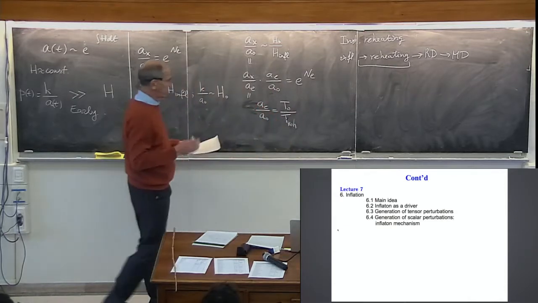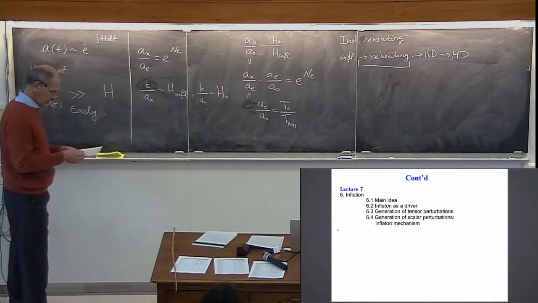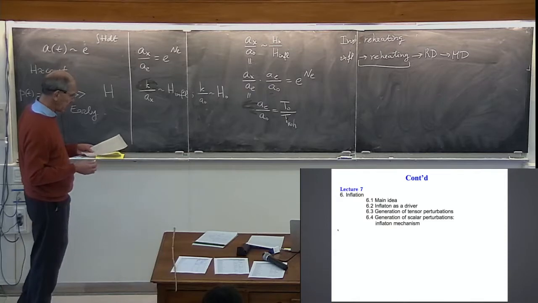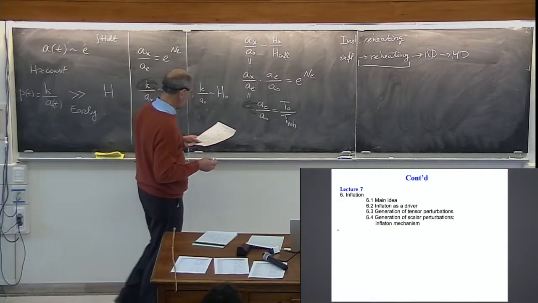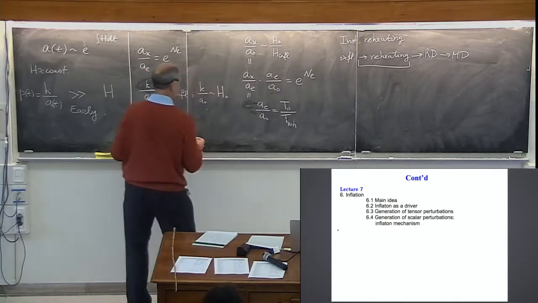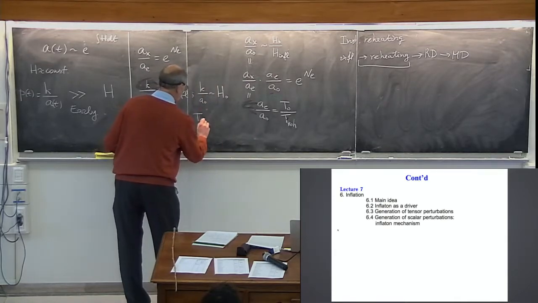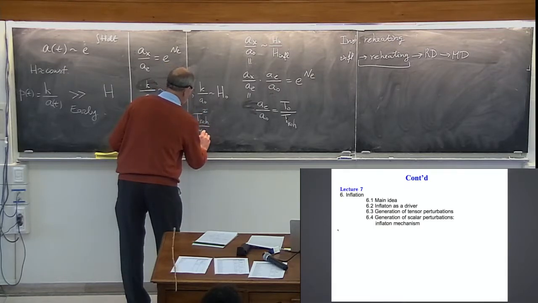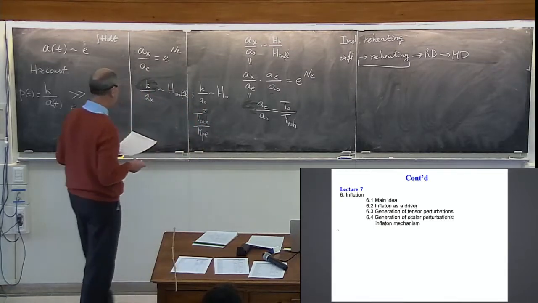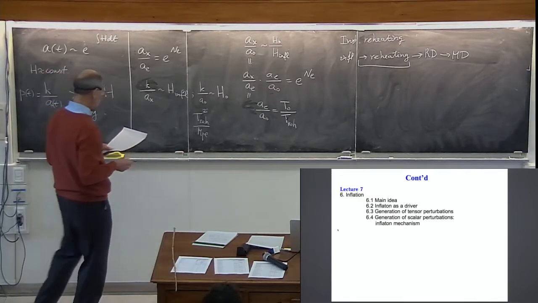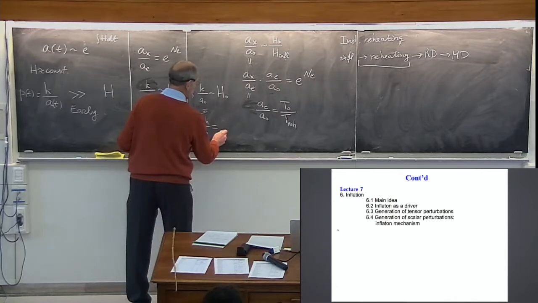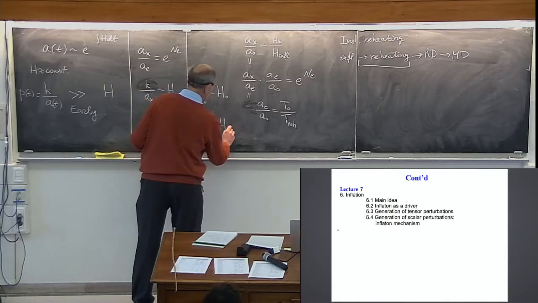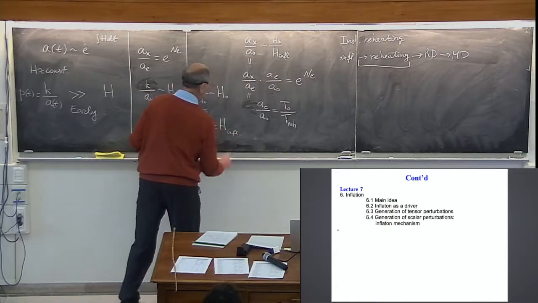This is not precise, but for our purposes it's okay. And also I can write that the temperature at reheating squared over m Planck, again within a factor of maybe 100 or 10, is equal to the Hubble parameter at reheating. If it's instantaneous, then it's the same thing as the Hubble parameter at the end of inflation.